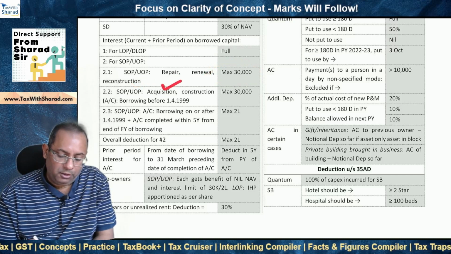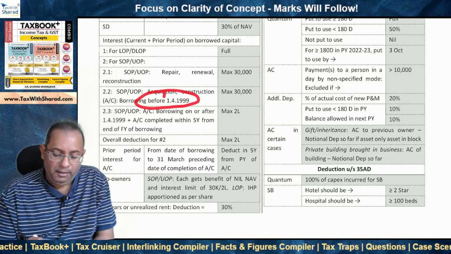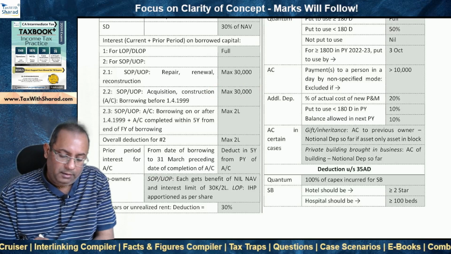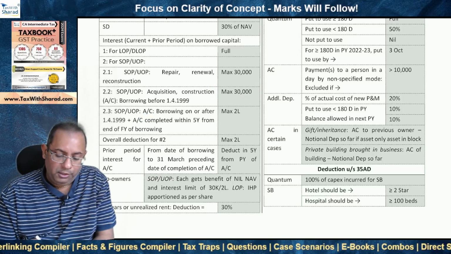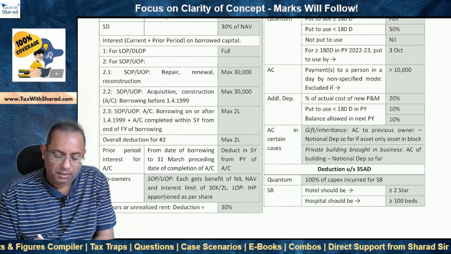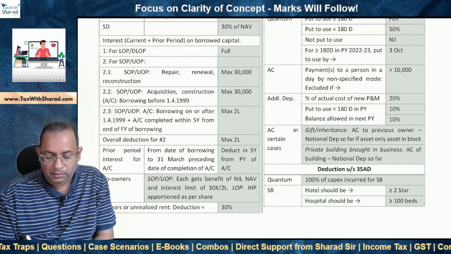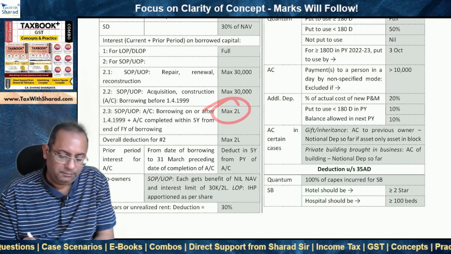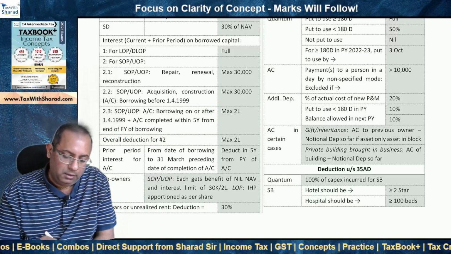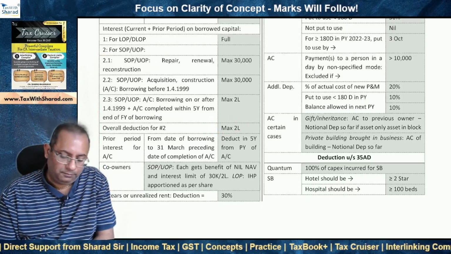Where it is a case of acquisition or construction, A/C, and the borrowing is before 1st April 1999, again the limit is 30,000. Where there is acquisition or construction but the borrowing is on or after 1st April 1999 and the acquisition or construction is completed within 5 years from the end of the financial year of borrowing, the limit of deduction is 2 lakh. And the overall deduction limit in the case of SOP or UOP is 2 lakh.